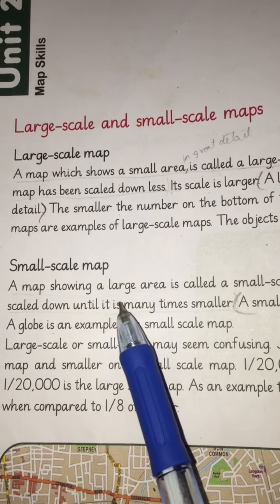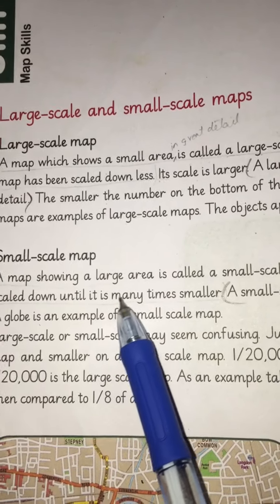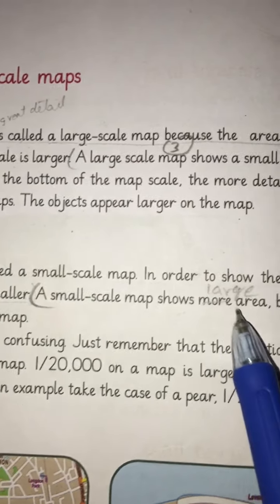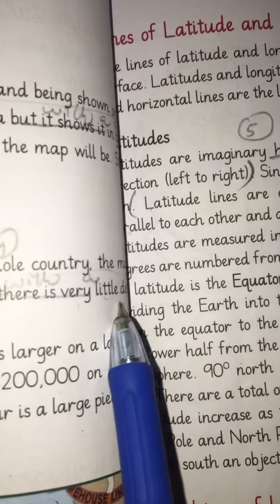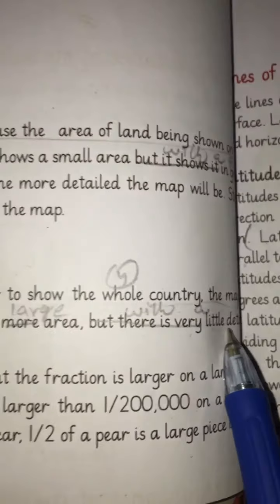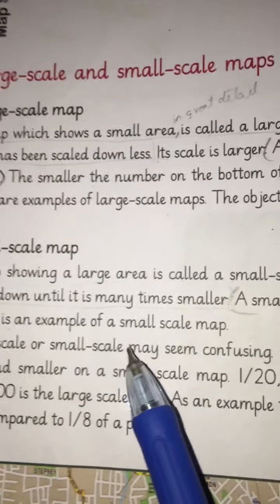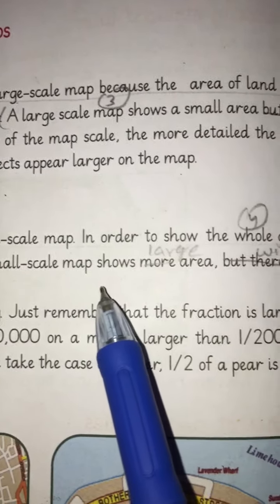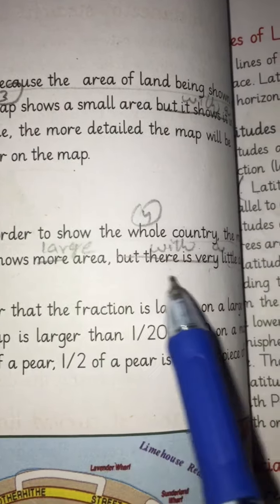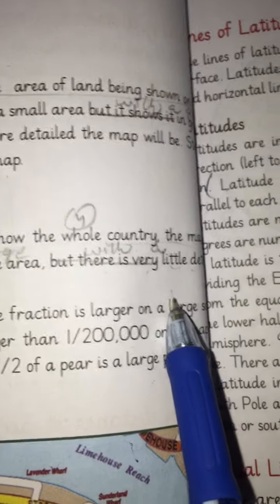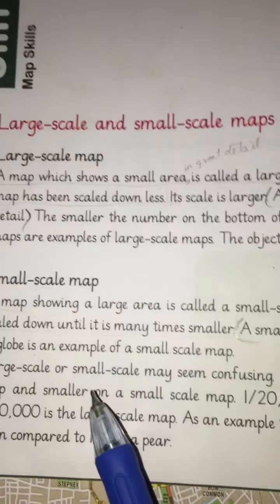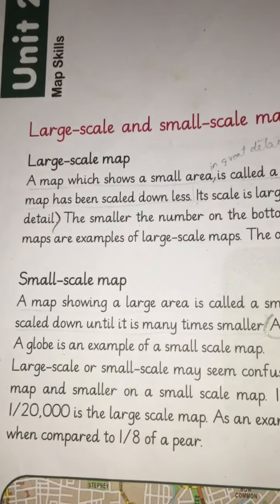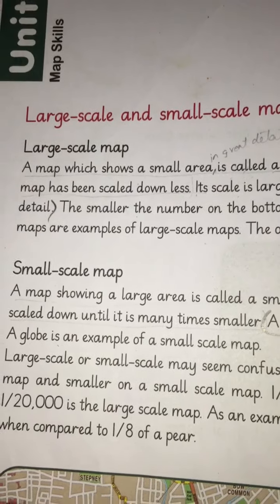Next one, as you can see here, small scale map. A map showing a large area is called a small scale map. In order to show the whole country, the map is scaled down until it is many times smaller. A small scale map shows more area but there is very little detail. A globe is an example of a small scale map. It is opposite of large scale map.